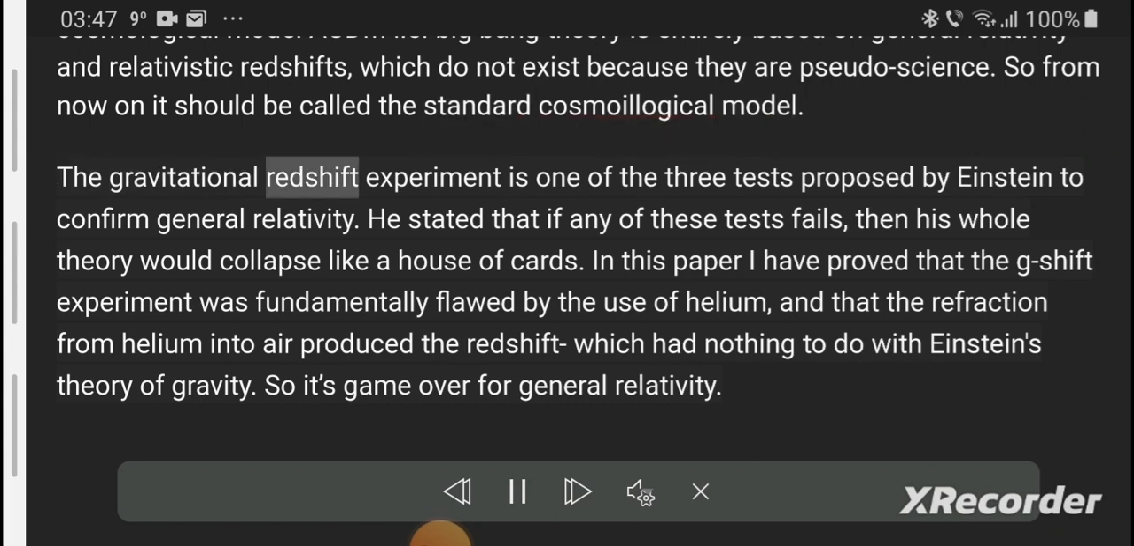The gravitational redshift experiment is one of the 3 tests proposed by Einstein to confirm general relativity. He stated that if any of these tests fails, then his whole theory would collapse like a house of cards. In this paper I have proved that the G-shift experiment was fundamentally flawed by the use of helium, and that the refraction from helium into air produced the redshift which had nothing to do with Einstein's theory of gravity. So it's game over for general relativity.